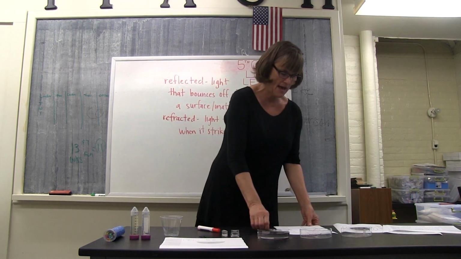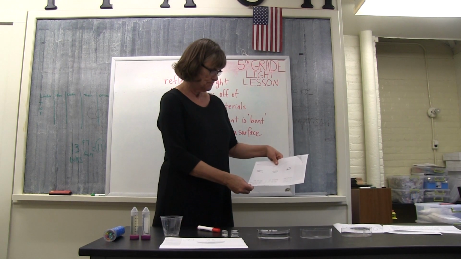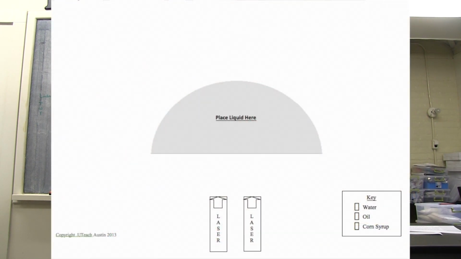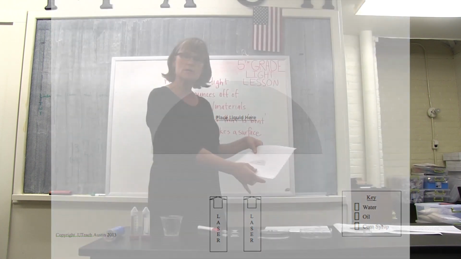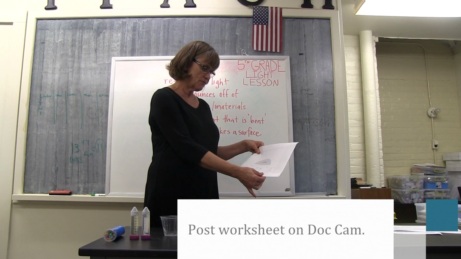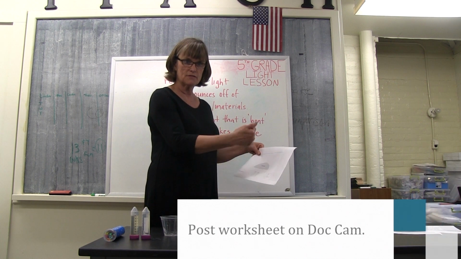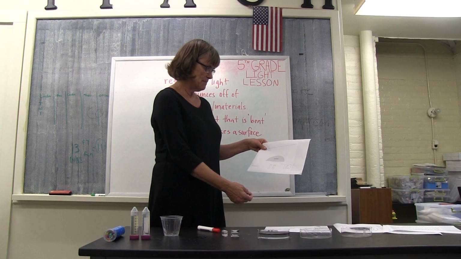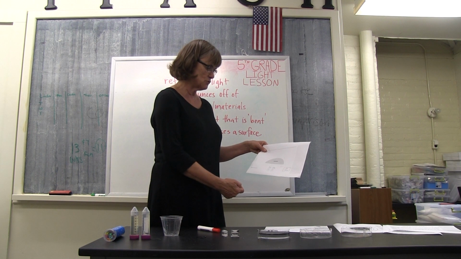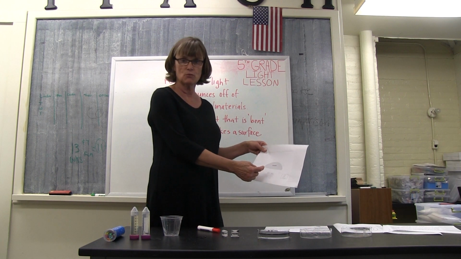And you'll also have this worksheet that looks like this, and it tells you where to put the liquid, and it's got a key where you'll check off whether you're testing the water, the oil, and the corn syrup. And you'll do those in that order. And before you go to the next liquid, you should have completed the first one. There are two places for you to place the laser. You can see it on your worksheet.